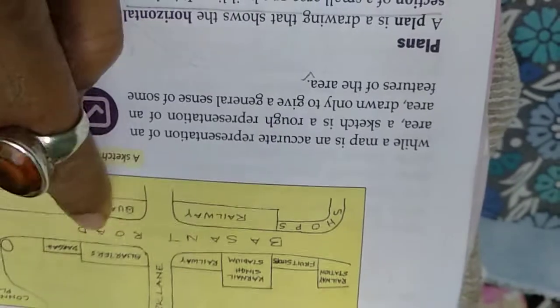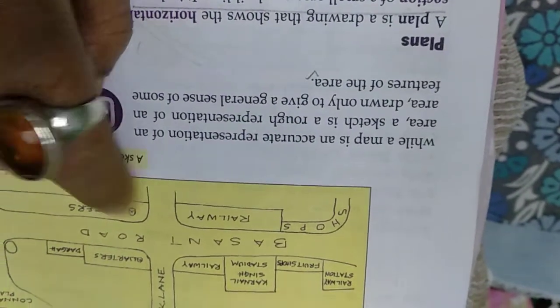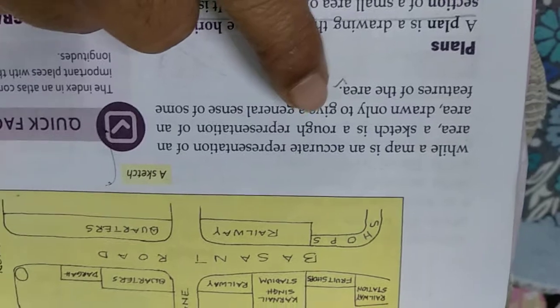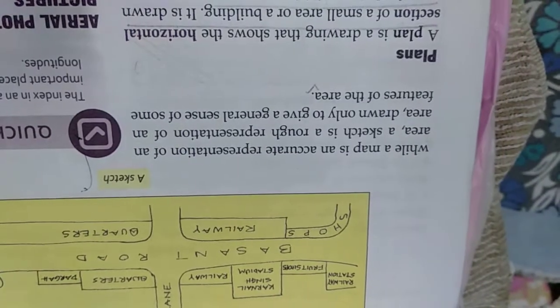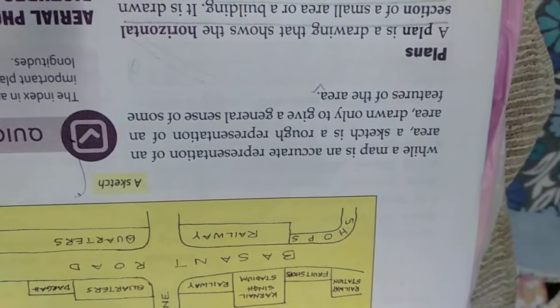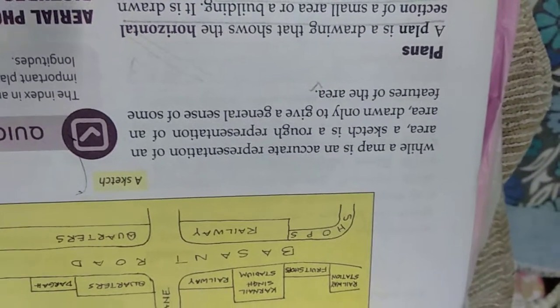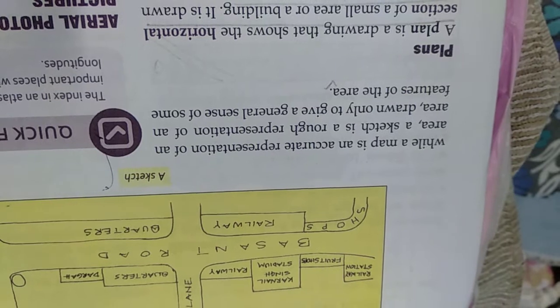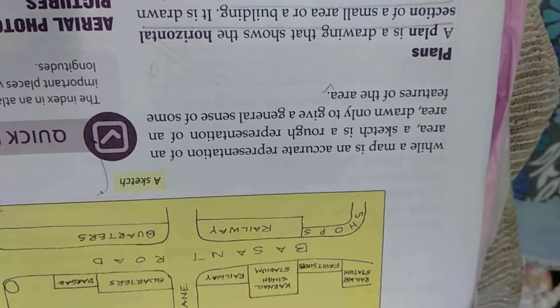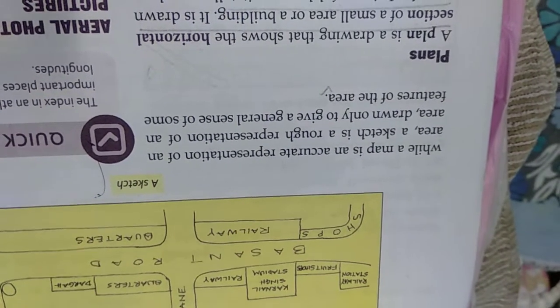Now this is a sketch. I have drawn it, for example. This is the road, here is the railway line, the quarters, all is there. So we can say a map is an accurate representation of an area. A sketch is a rough representation of an area, drawn only to give a general sense of some features of that area.